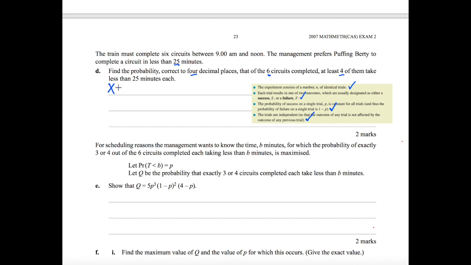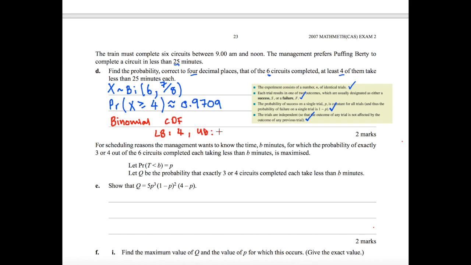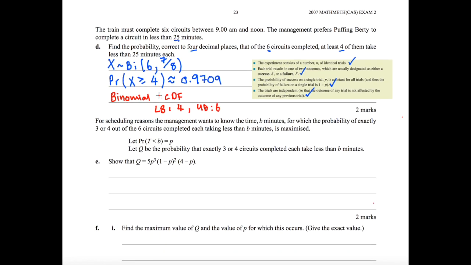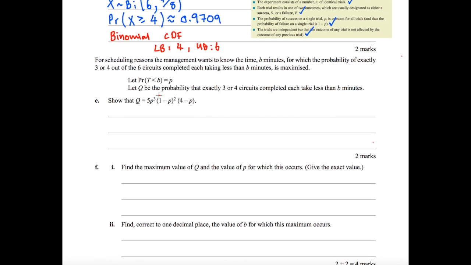So you'll get 1 mark if you write X is binomially distributed. There are 6 trials, so n amount of trials goes here, and we say 7/8 is the probability of success. Now, the probability X is greater than or equal to 4. If you put that in your calculator, you should get 0.9709, and it's correct to 4 decimal places. I said put it in your calculator. What do you put in your calculator? Well, you're doing a binomial CDF. Your lower bound is 4 and your upper bound is 6.